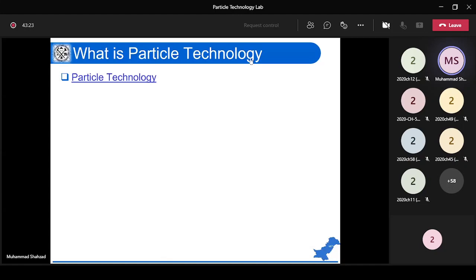What is particle technology? What do you think particle technology is? Just give me your guess. Just give me your understanding. What do you understand by the word particle technology?